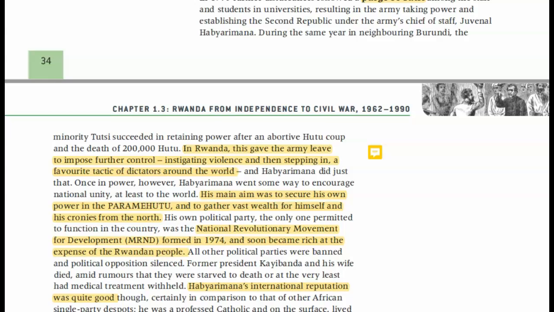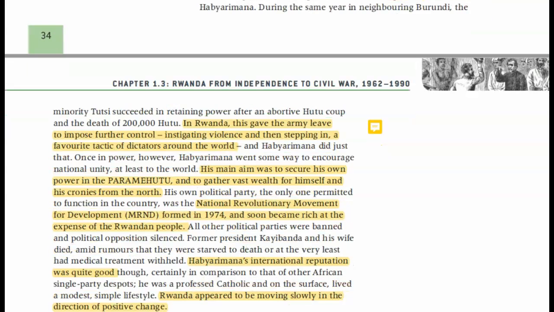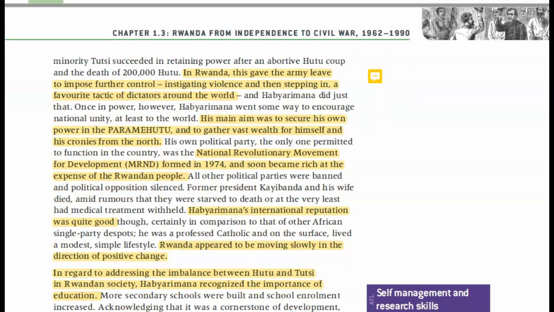His international reputation is going to be quite good, primarily because he's going to profess his Catholic faith, even though he's not actually following his Catholic faith. He's going to try to live a modest and simple lifestyle. From the outside world looking in, it appeared Rwanda was slowly moving in the direction of positive change. Inside, he's going to be starving people to death, really leading a quite oppressive rule of his country. However, he's going to put on good optics, and the international community is largely going to ignore the crimes happening in his country, in the belief that it's slowly moving in the right direction.